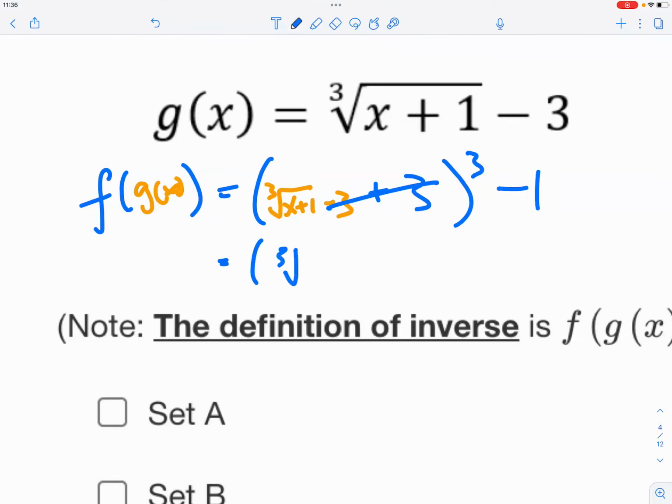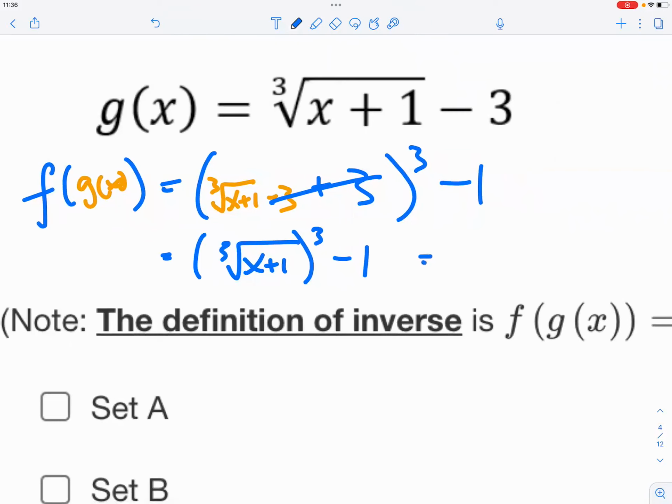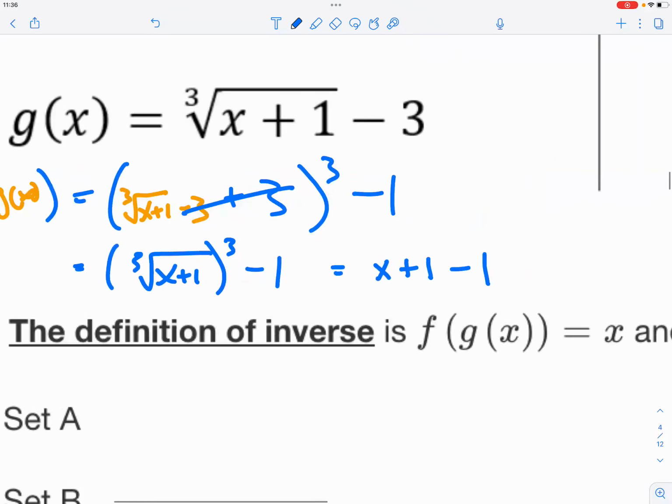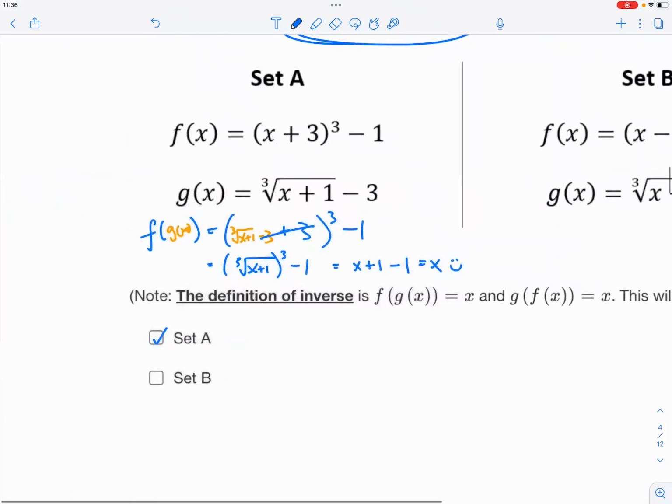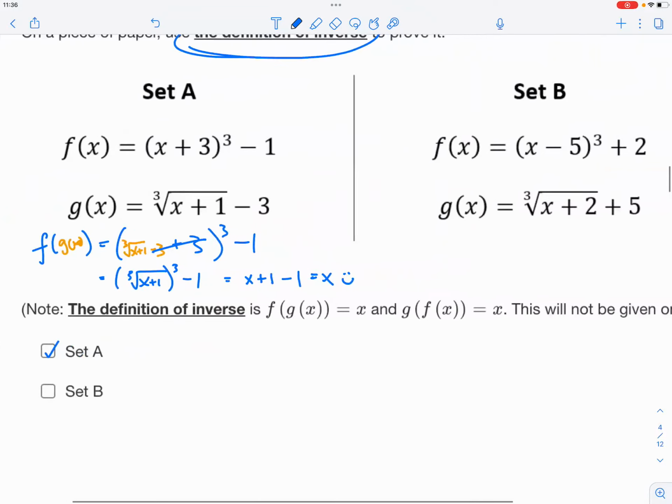So you have cube root of x plus 1 cube minus 1, the cube and cube root cancel each other out. So you will have x plus 1 remaining and then -1, and that's equal to x, which is lovely. So we say yes, set A contains a pair of inverse functions.